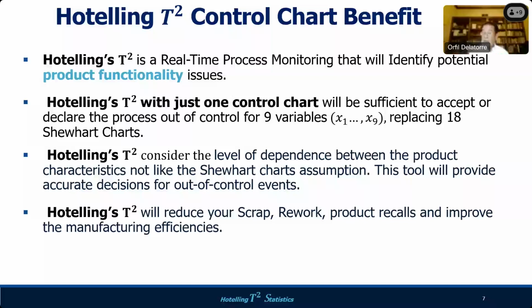So back then I proposed to him, why don't you use the T-square? With T-square, you're going to have just one chart. And it's going to tell you when your process is out of control, in order to avoid affecting product functionality. You used it, and since then, the problem disappeared. They were absolutely happy using the T-square.